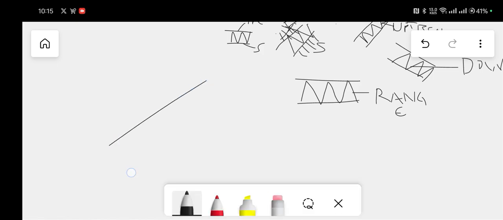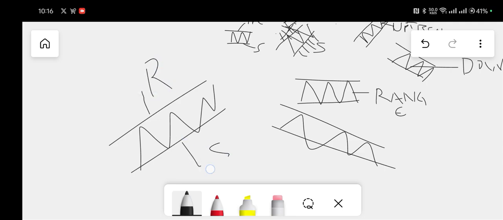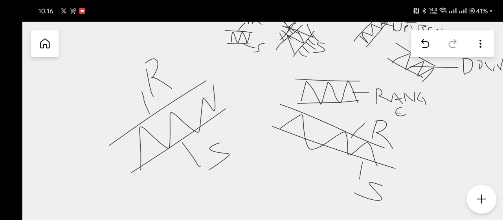Something like this is going up, you know, it's going up, and this is a downtrend. This is a downtrend, it's coming down. So here you already know that this particular place is your resistance and this particular place is your support. For this one, this is your resistance and this is your support. Are you getting it? So it is as easy as that.